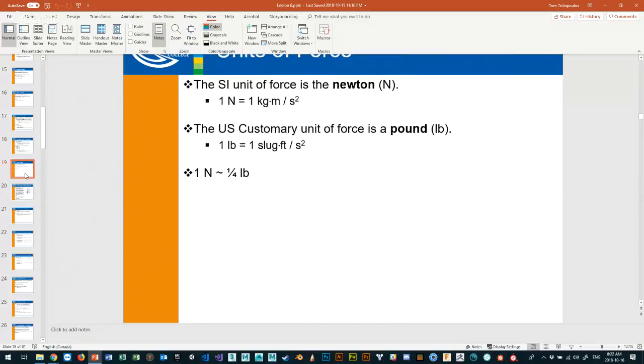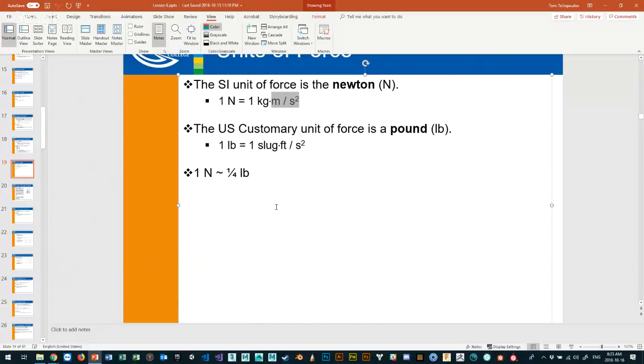And this talks about newtons. 1 Newton is 1 kilogram meter per second squared, right? If that makes sense. So 1 kilogram, that's mass, and then times acceleration, meters per second squared. So you can say that 1 Newton is 1 kilogram meters per second squared. There's also something called the slug foot.